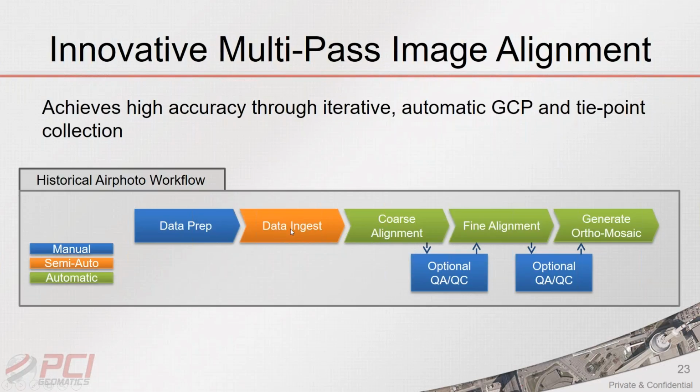We then perform a data ingest, so we associate the metadata that we create with the TIFF images which have been scanned in. We then can go to the step where we produce a coarse alignment, so we roughly position the images where they belong in terms of the reference mosaic, and from there we can perform multi-pass image alignment, and we're always improving the camera model, the exterior orientation, the alignment of all of the images to each other using tie points and block bundle adjustment, and also the ground control.